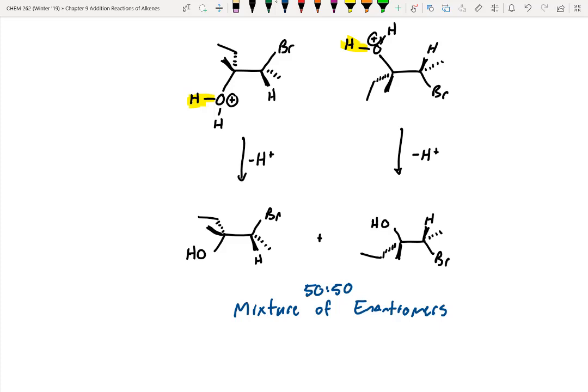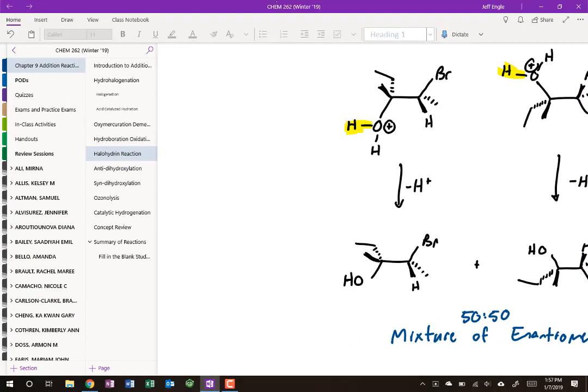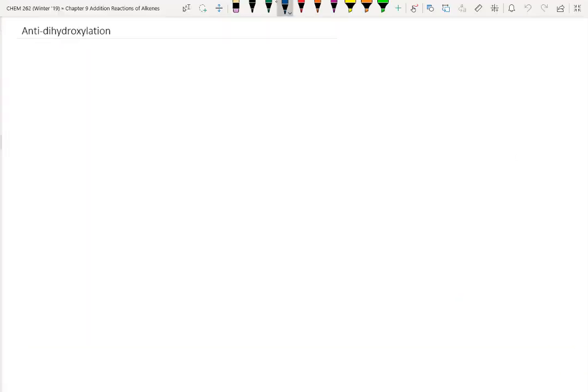So now we're kind of hodgepodging the alcohols and the halogens, installing both at the same time. Now what we need to do is figure out how to install two alcohols at the same time. So we're going to start out talking about anti-dihydroxylation. And I'll show you what I mean by this.